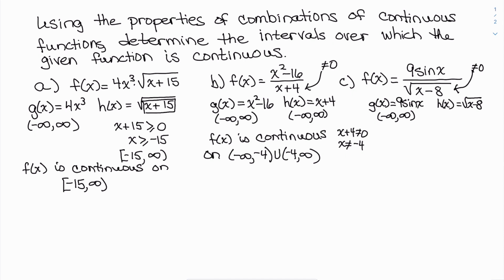h of x has that same sort of situation that part A had with the h of x. It's a square root, so what's under the square root has to stay greater than or equal to 0. My x minus 8 has to be greater than or equal to 0, so my x has to be greater than or equal to 8 for h of x. Now the x's that are greater are to the right of it, so we have our bracket at 8 off to infinity for our continuity for h of x. Now for f of x to be continuous.